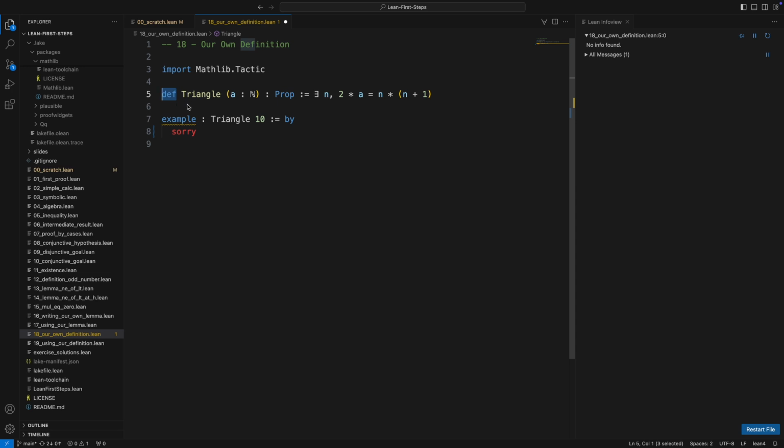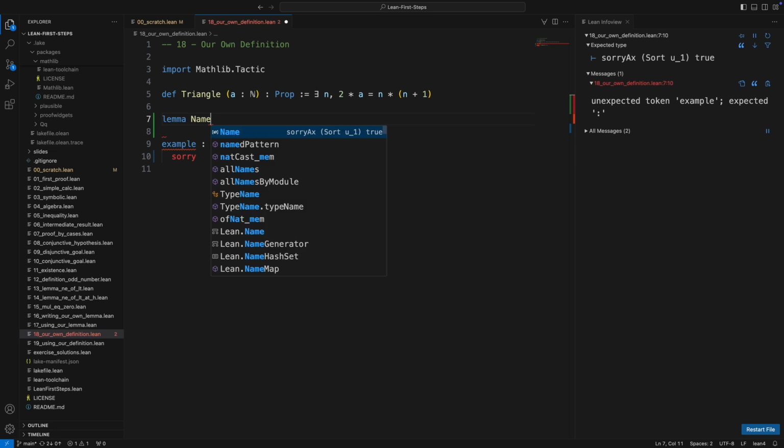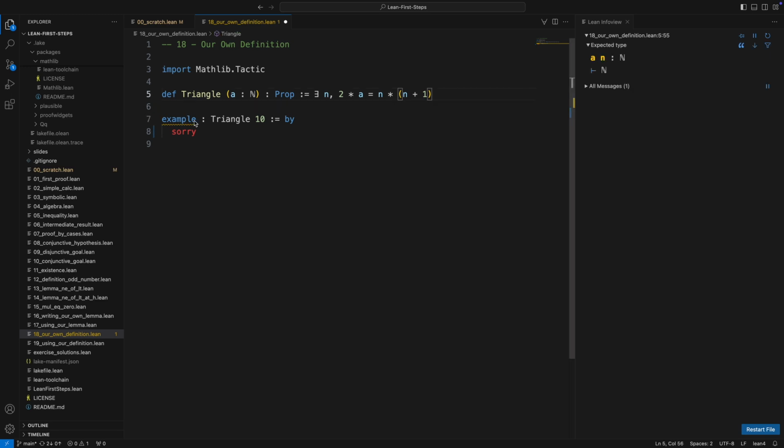This is a definition. Remember when we had simple proofs that we weren't going to use again, we had example, but when we had lemmas that we were going to reuse, we'd have a lemma and then a name of the lemma and then the rest of it. Theorems would be the same. As we said before, in Mathlib there isn't a clear distinction between the two. So here, fairly intuitively, def means we're about to define something, a definition, and give it a name, call it triangle.